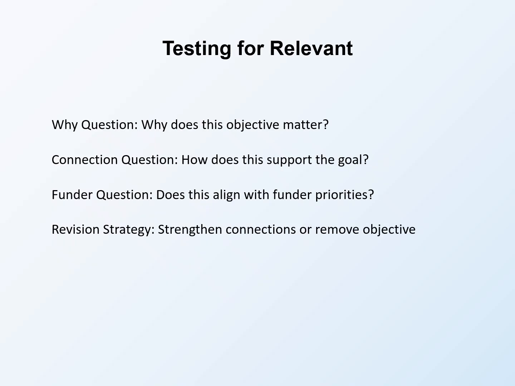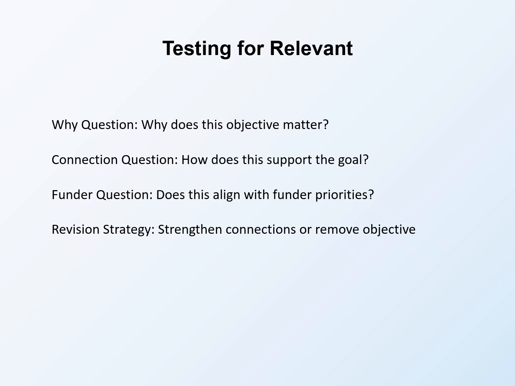Testing for relevance involves examining connections. The why question asks why this objective matters. Can you articulate the importance? If you struggle to explain why it matters, relevance may be weak. The connection question asks how this supports the goal. The link between objective and goal should be clear. If you have to explain the connection, strengthen it.